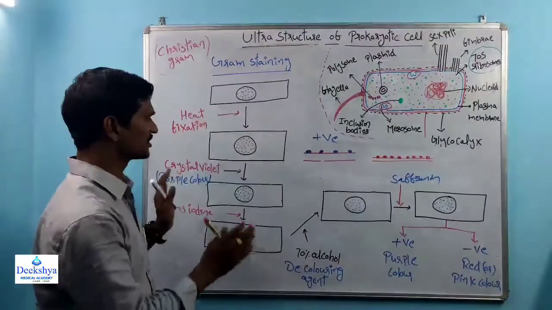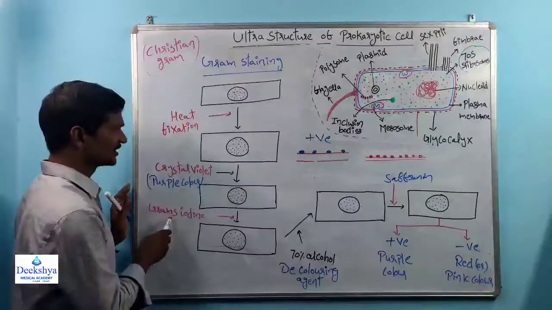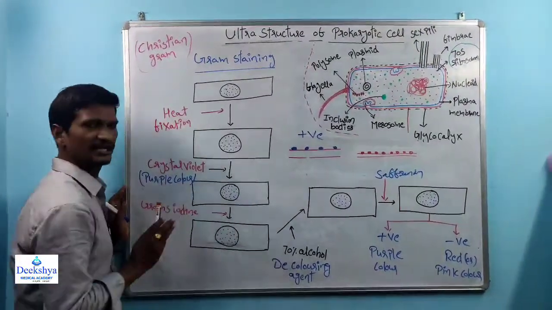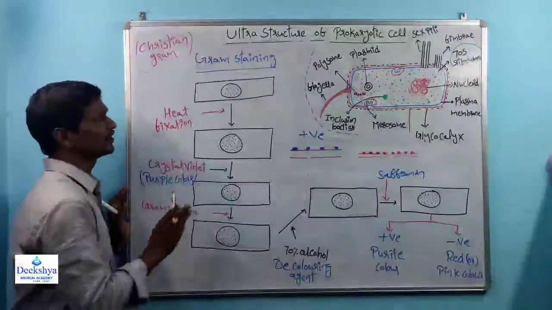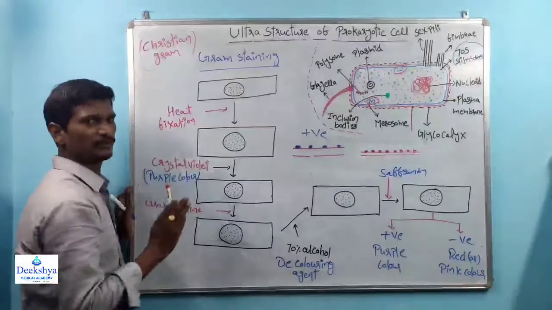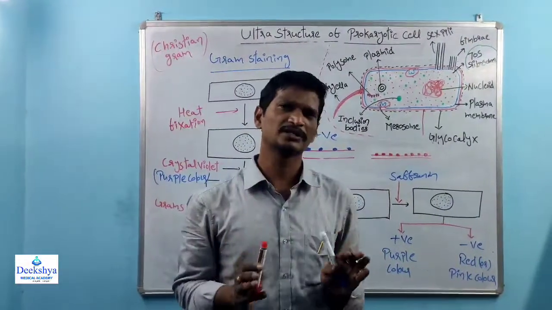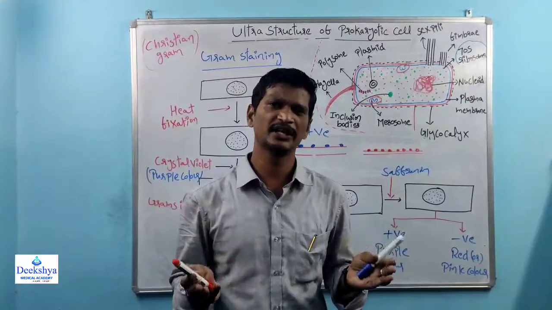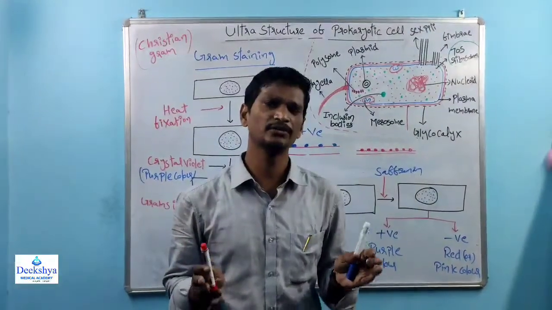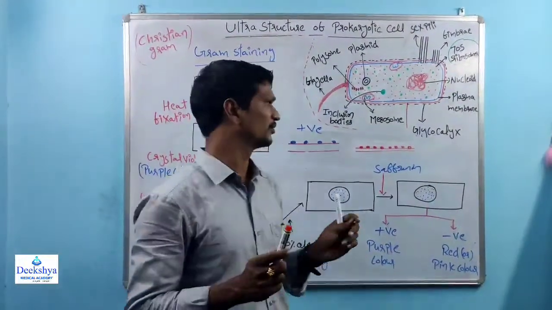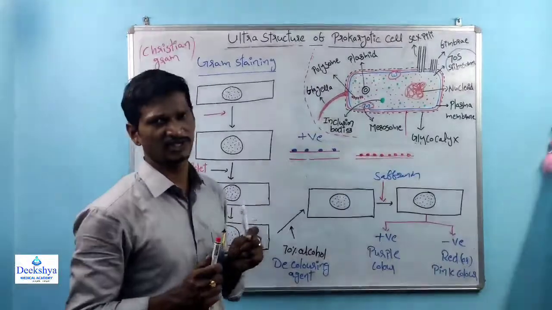Along with these stains, there is gram iodine, and we are using decolorizing agents. So we are performing the gram staining process. By the gram staining process, we are differentiating the gram-positive and gram-negative bacteria. So that is about the cell wall.